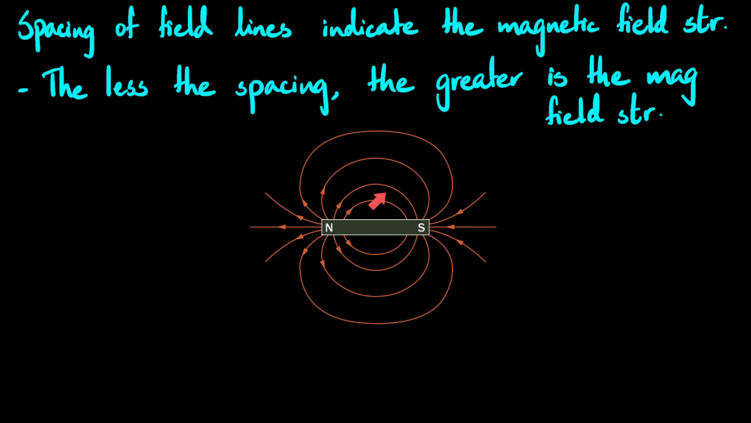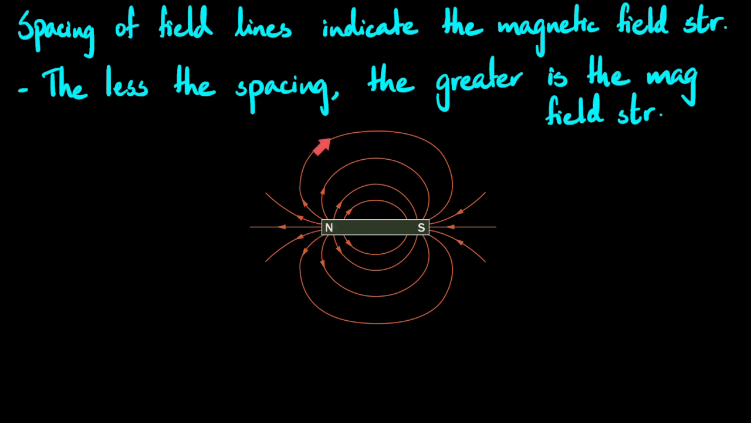But as we get further and further, so as you can see, this is some distance, but then this distance is even greater, and then that distance is even greater, and then this is greater still, which basically shows that the further the field lines are getting, the weaker is the magnetic field strength away from the magnet.